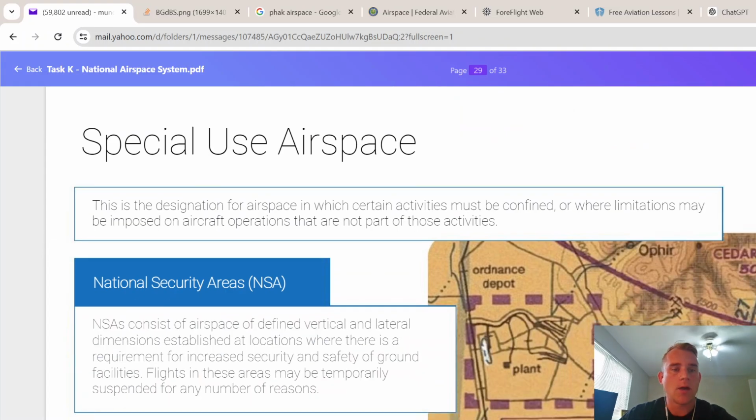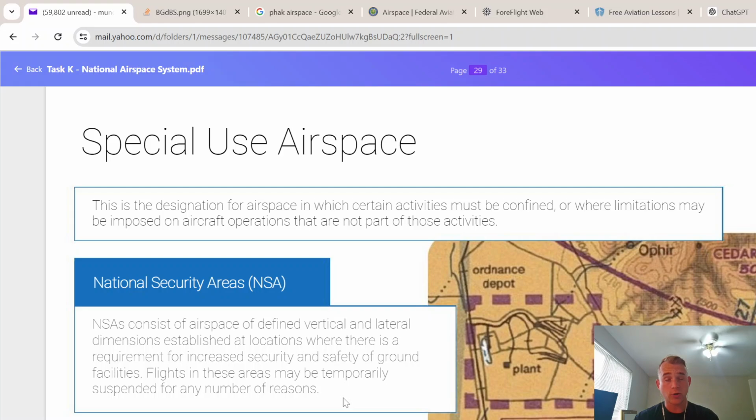Okay, national security areas. These are areas where flights may be temporarily suspended for any number of reasons. Let me give you an example. I live in downtown Boise. We have the Albertson Stadium, a football stadium. Whenever the game is going on, that turns into a TFR. You're not flying in the area. Why? Because there's 1,000 people in a tiny area, and if you crash a plane into that, that's pretty bad. So that turns into a TFR.